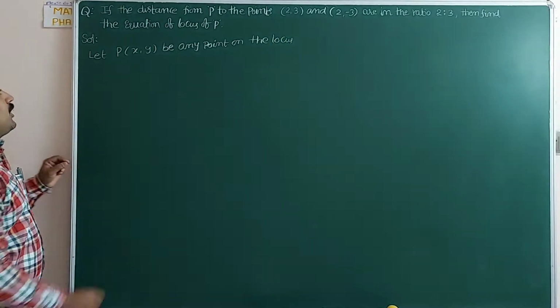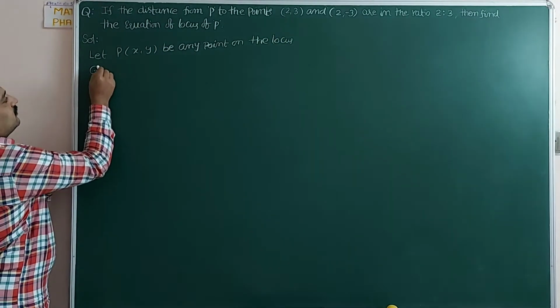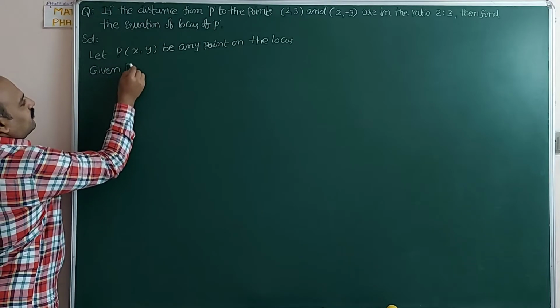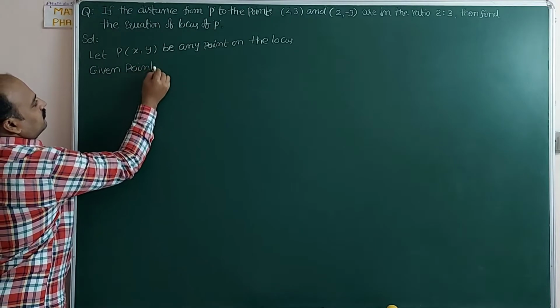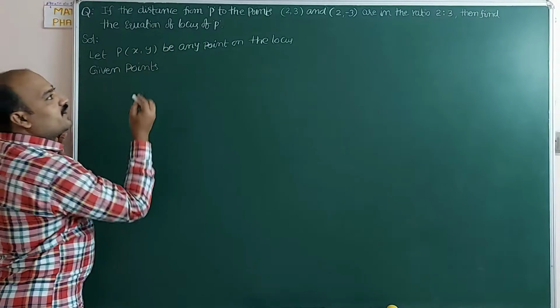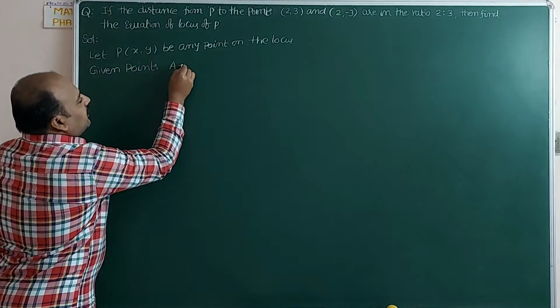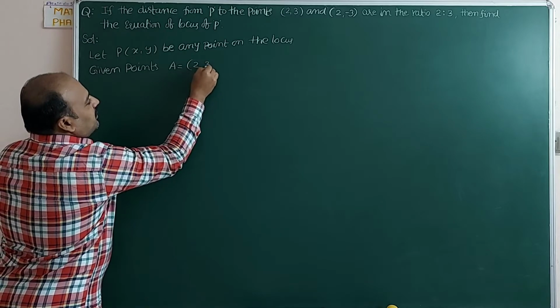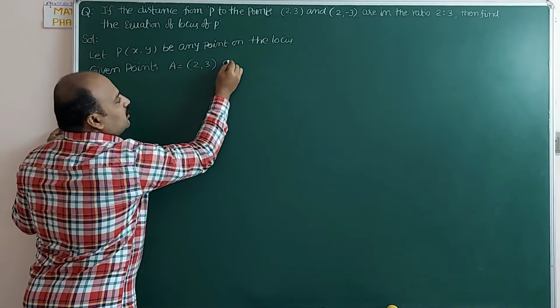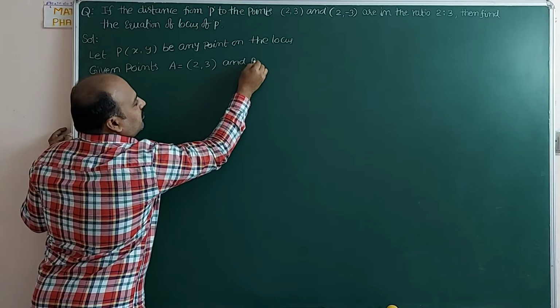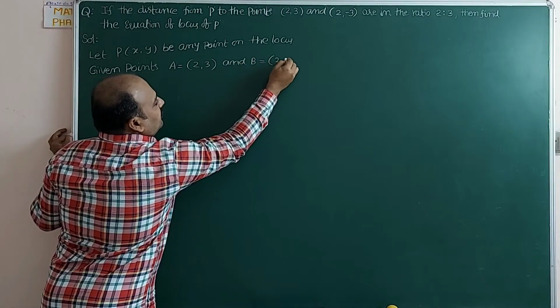Next step, given points. What are the points available? They did not give names, so we have to assume that A = (2, 3) and B = (2, -3).